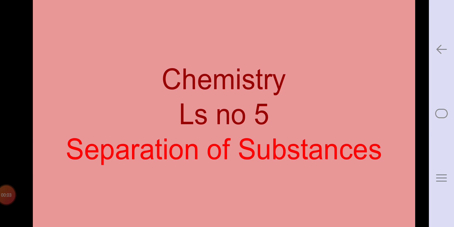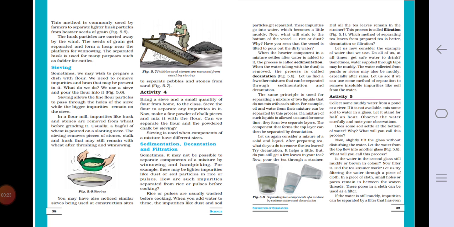Hello everyone. We have started methods of separation. From that we have studied a few methods like hand picking method, threshing, winnowing, sieving. All these methods we have studied. Now today we are going to study other methods of separation, that is sedimentation, decantation and filtration. These three methods are also used for separation of two substances.